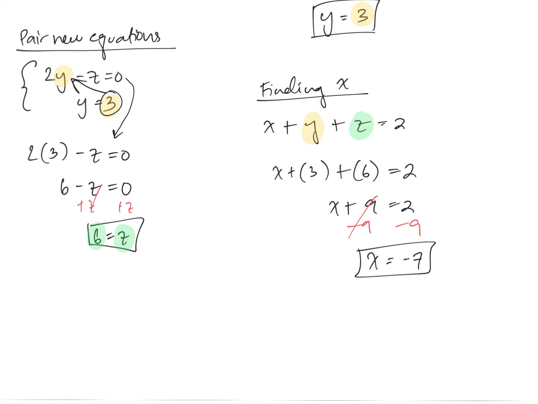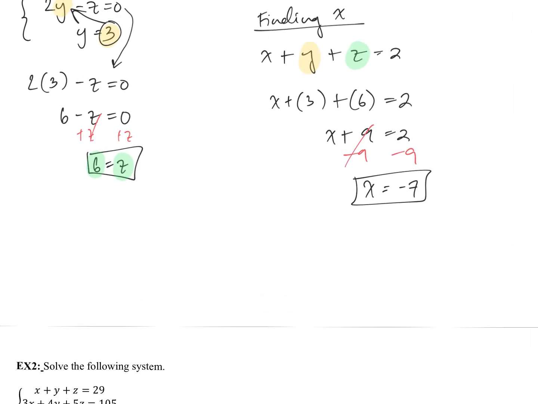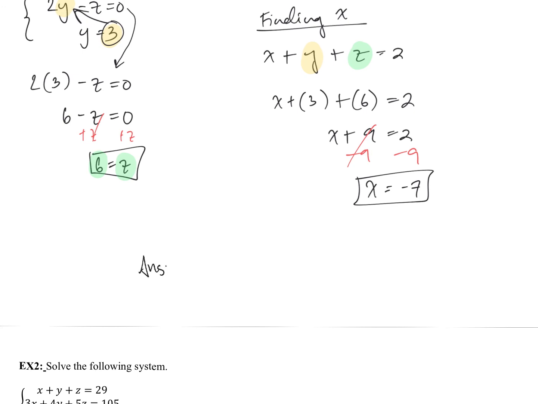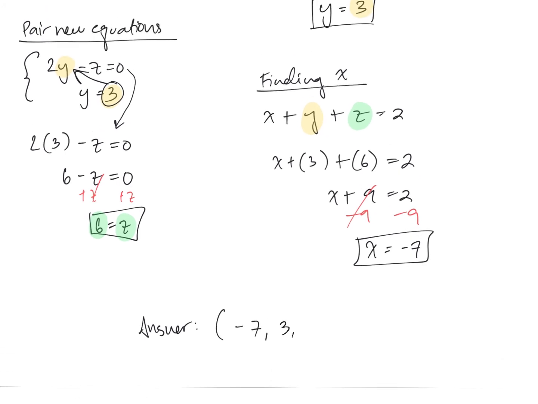Aha, we have found all of our variables. How do we answer? What is our final answer? Well, we have to do the x, y, z format. So my answer is going to be x, so negative 7, y is 3, and z is 6. And there's my solution.